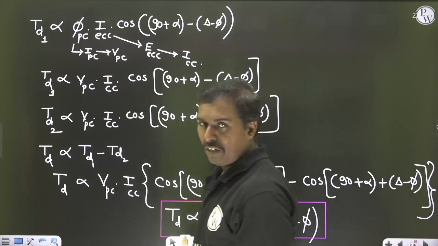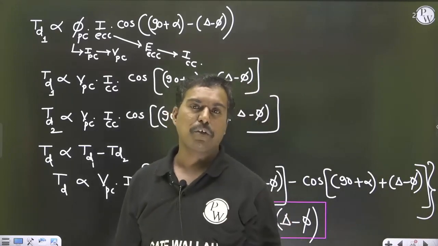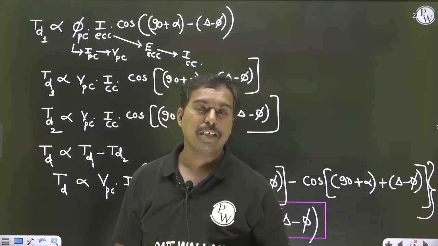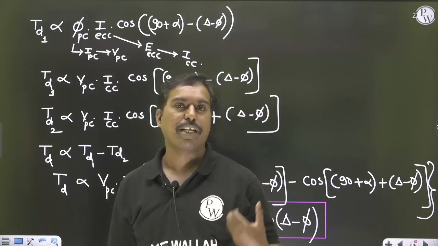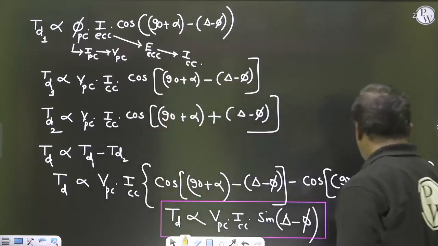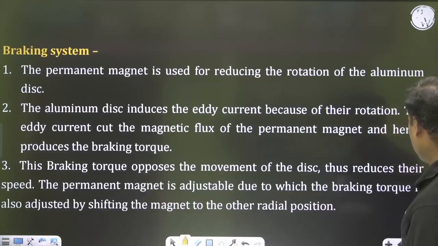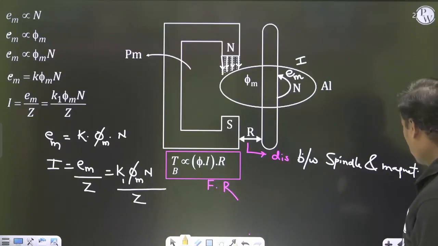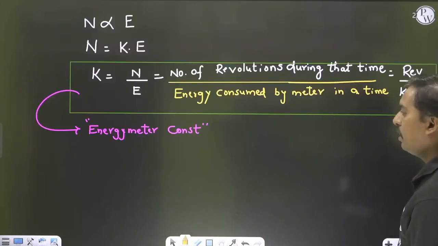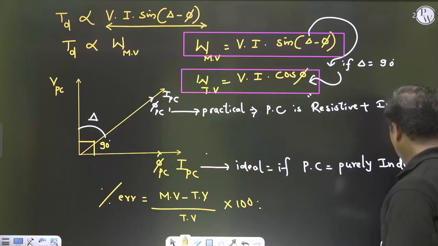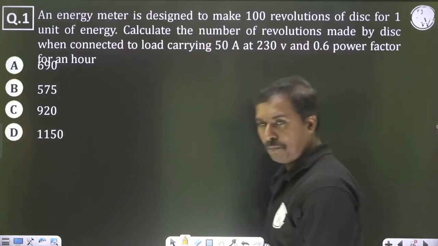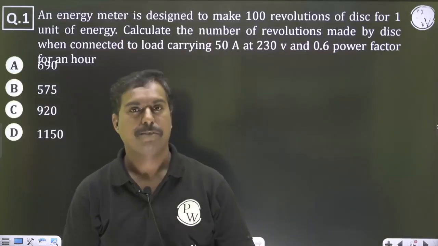I will tell you an easy way. Power is equal to VI cos phi. But here, it is not cos phi. Here, it is sine of delta minus phi. The reason is due to the pressure coil inductance. Okay. So now, based upon this understanding, we will move on to some numerical problems.